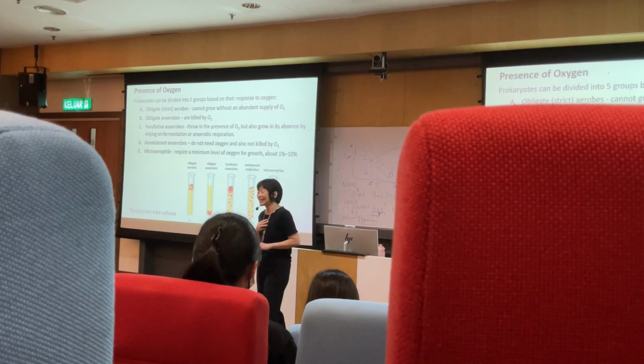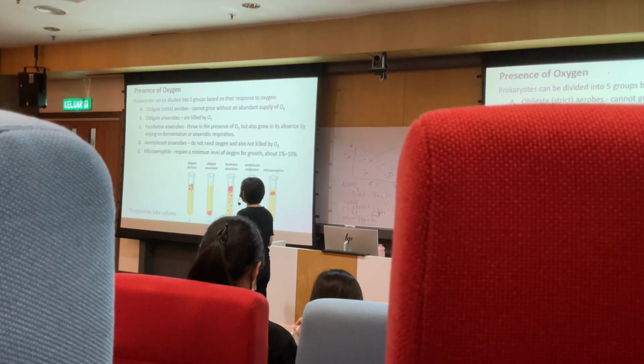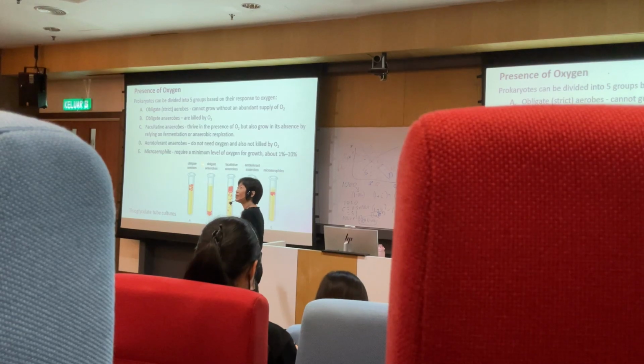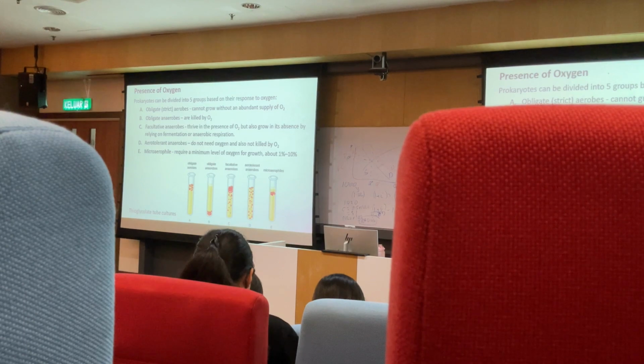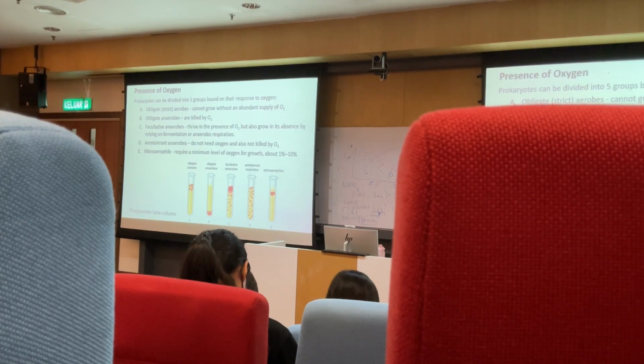Come to the oxygens. This is also interesting. I think you're familiar with this, the thioglycolate tube. Now, oxygens. Some bacteria require oxygen, some bacteria do not require oxygen. So oxygen is one of the important components for the bacteria. Then we have a terminology for all the different types of oxygen lover or non-lover.